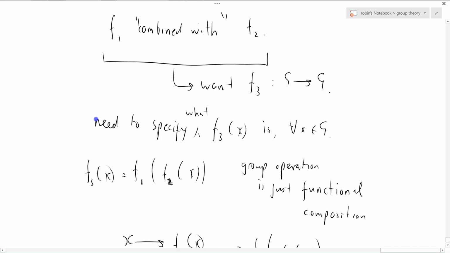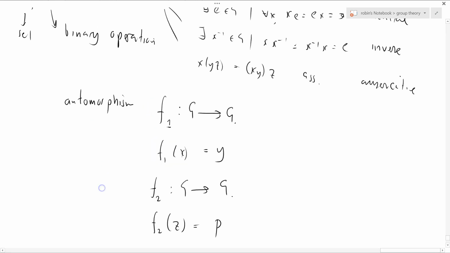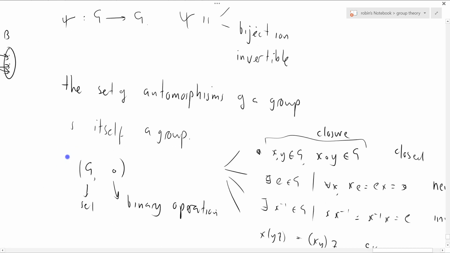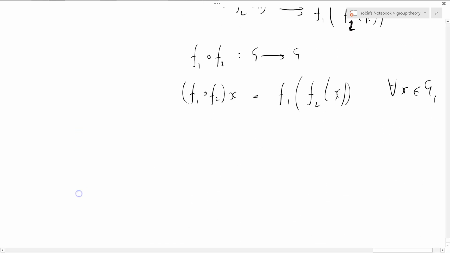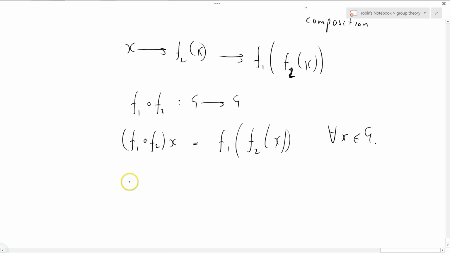So what I'm doing here is I am constructing a way of combining two elements of this rather peculiar set here. So what is the set? The set is the set of automorphisms of a group, and if I've got two automorphisms, I'm going to combine them simply by running f2 and then f1. So we better prove that it's a group. So it's closed because f1 combined with f2 is an automorphism.